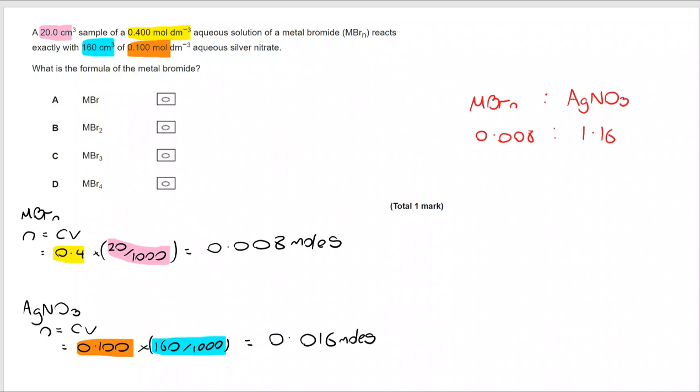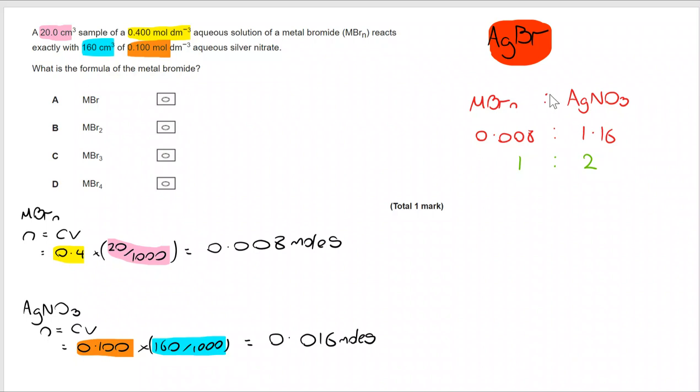It does mean that I can start to look at mole ratios. So my MBr2 0.008 reacting with 0.016 of the AgNO3. I can simplify that ratio. I have a 1 to 2 mole ratio there. It's also important that I remember that the test for halide ions involves making the insoluble silver halide precipitate, the formula of which would be AgBr, the cream precipitate in this case.